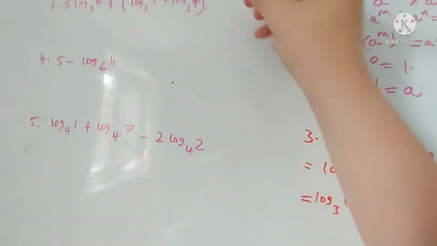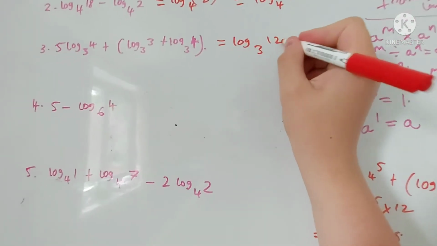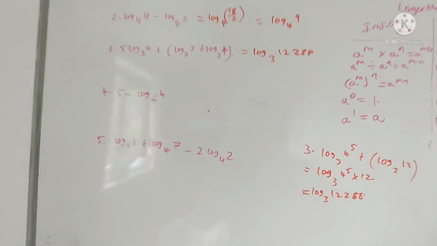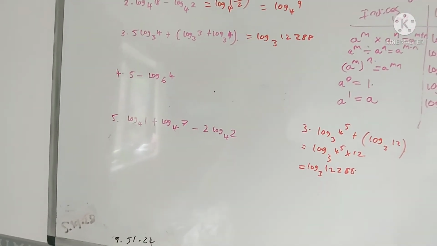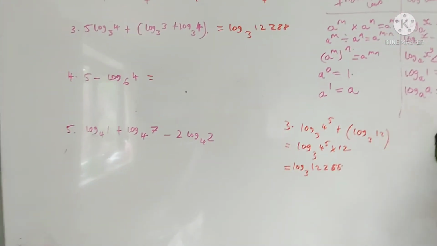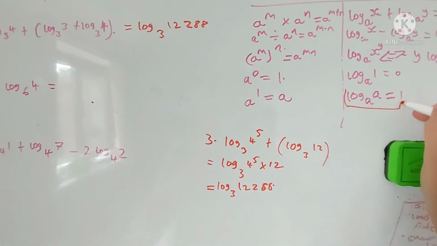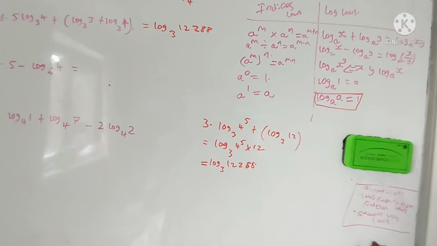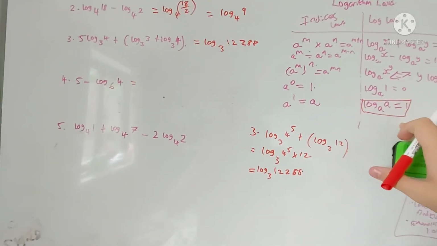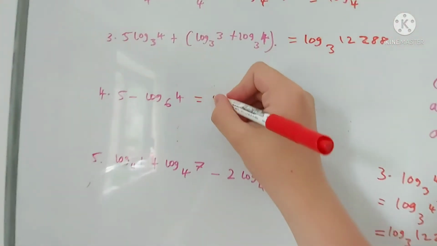Number 3. So that is equal to log base 3 of 12288 for number 3. For number 4, I've got 5 minus log base 6 of 4. Now, this is sneaky because if you know that log base A of A is 1, using this log law here, that's what I'm going to be using for number 4. If you know that's 1, but I want 5, so 5 must be 5 log A of A. So that must be 5.